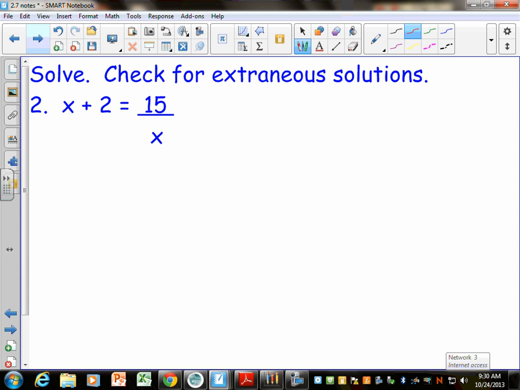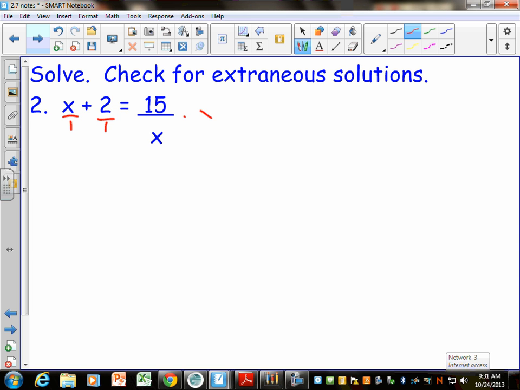What would be the common denominator for x plus 2 over 15 equals 15 over x? Just x, right? This right now is all over 1. So again, kind of easy. We could just multiply x over, right? Which is exactly what's happening.